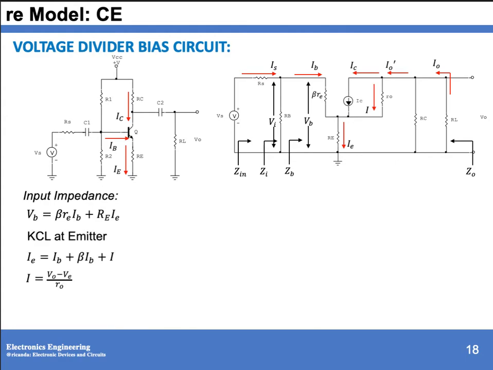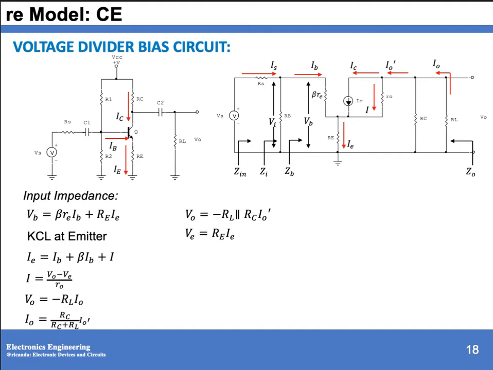So we have I equals to BO minus B over RO. Then RO is equals to negative RL times IO. And we have IO equals to opposite resistance over opposite resistance plus RL times IO prime. So therefore, BO is equals to negative RL in parallel with RC times IO prime. And BE is RE times IE.